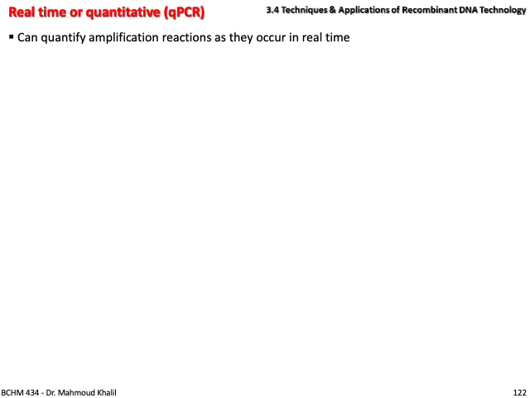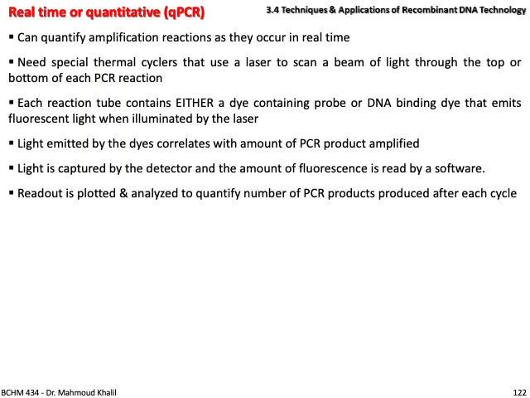Real-time PCR, or quantitative qPCR. These techniques can be used to quantify the amplification reaction, and they occur in real time. They need a special thermal cycler that uses a laser to scan a beam of light through the top or the bottom of each PCR reaction, and each reaction contains either a dye-containing probe or a DNA binding dye that emits a fluorescence light when illuminated by the laser.